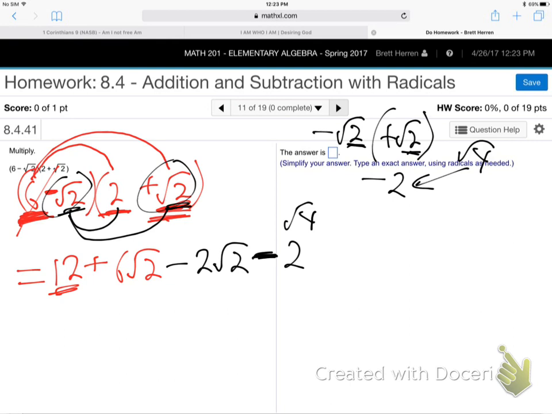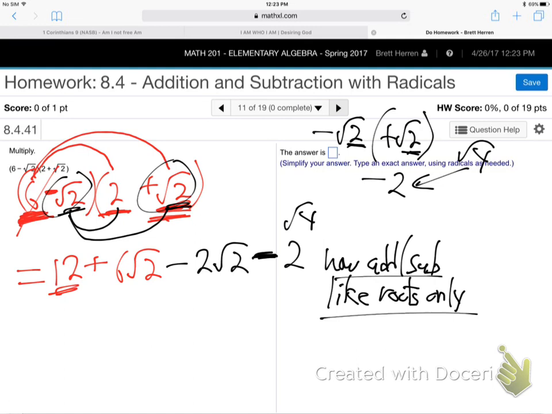So now, here's what's tricky about these. First off, we're in multiplying mode. We just did that. Now you've got to shift gears and put on your adding, subtracting thinking cap, so to speak. Go into adding, subtracting. Okay, well, when you're adding, subtracting, it's like roots only. Right? Now we add, subtract, like roots only, which would be these two, and the 12 and the minus 2 are certainly like, they're just plain old numbers.